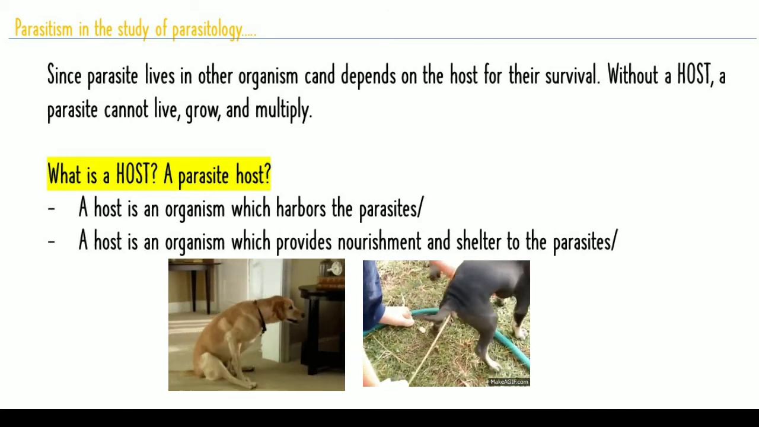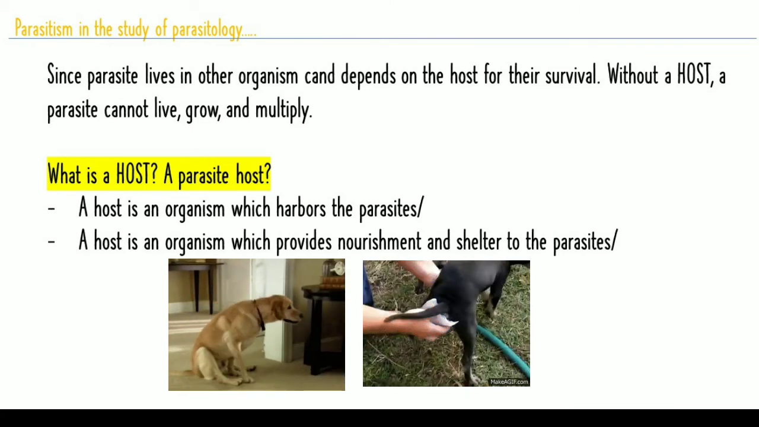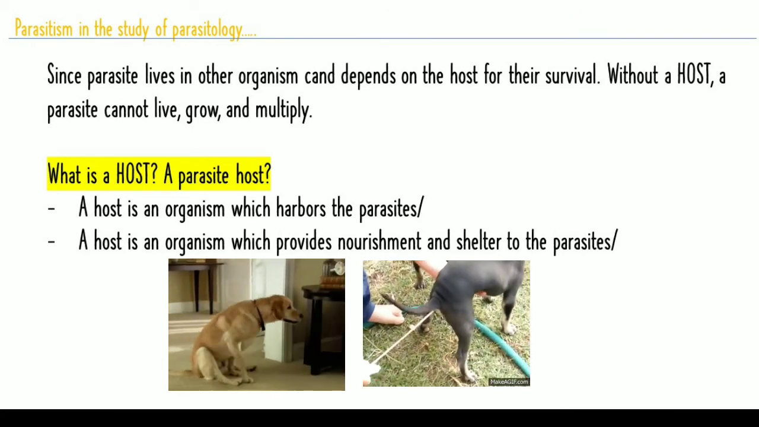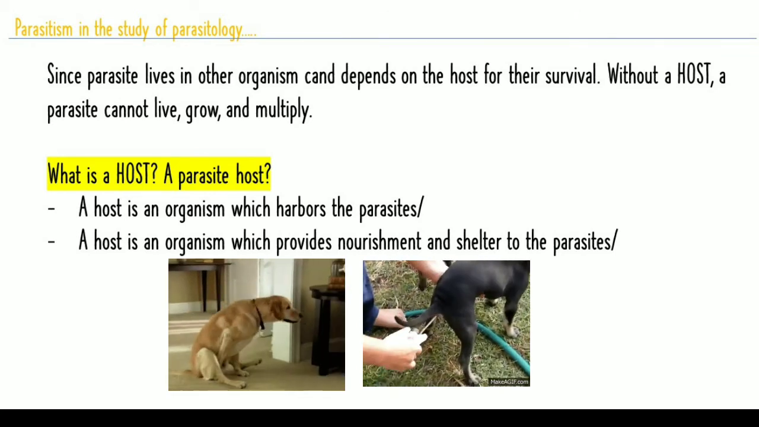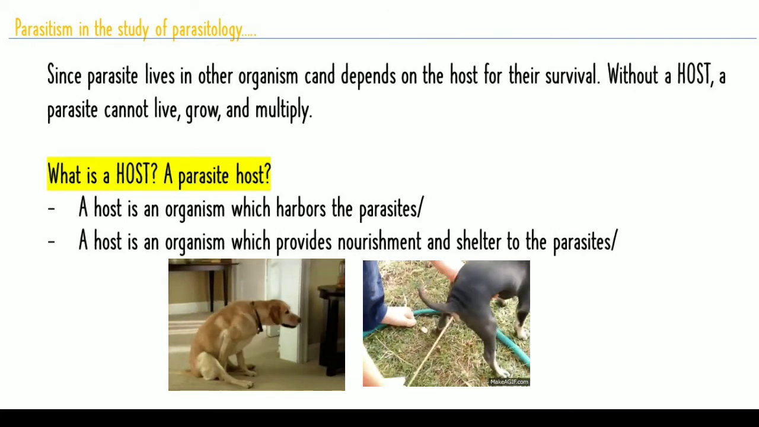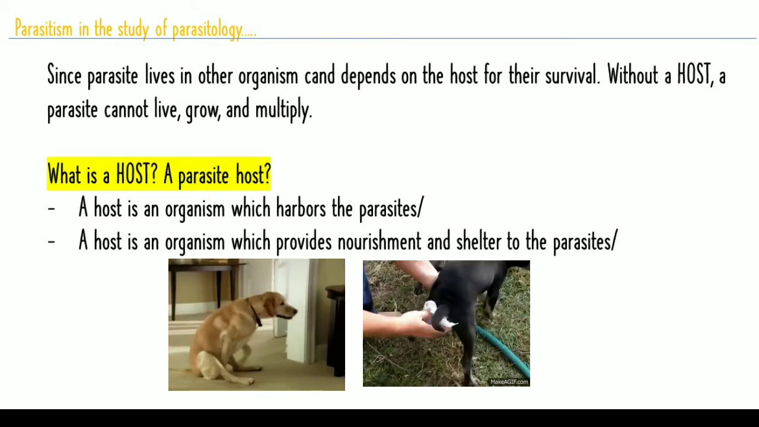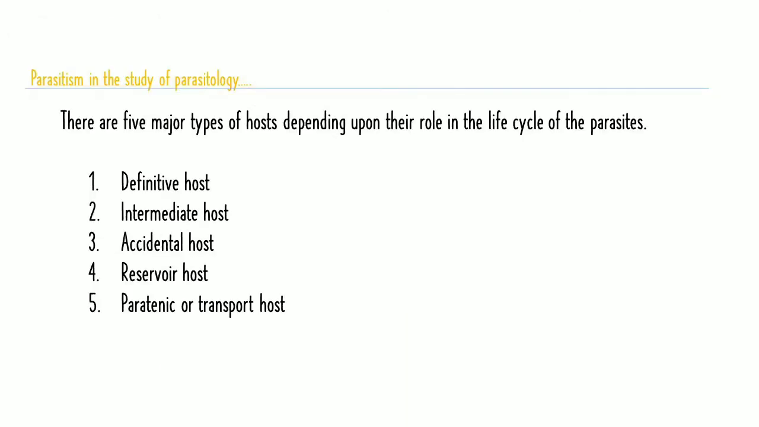So, what is a host? A parasite host. A host is an organism which harbors the parasite. A host is an organism which provides nourishment and shelter to the parasites. There are 5 major types of hosts depending upon their role in the life cycle of the parasites: definitive host, intermediate host, accidental host, reservoir host, and paratenic or transport host.